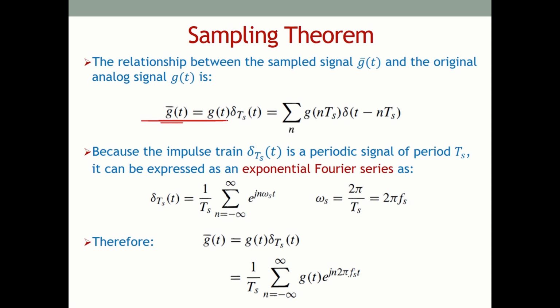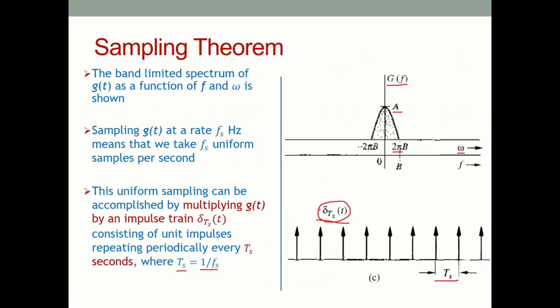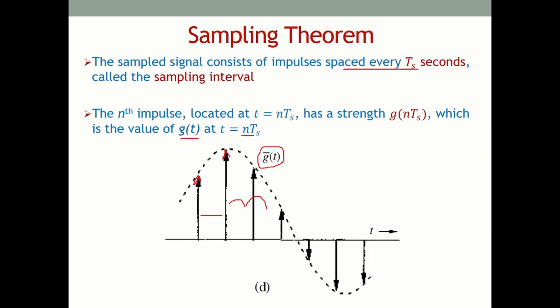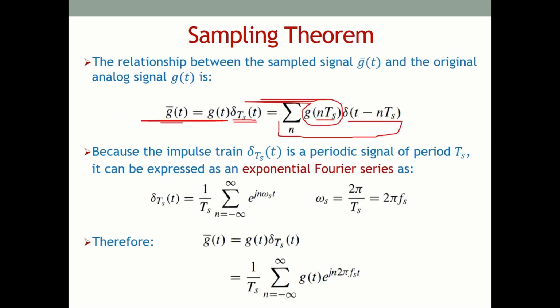We can see this is the original analog signal g(t). It is multiplied in the time domain with the series of impulses, which is a periodic signal. When it is multiplied, we get an output mathematically equal to this. All the values of g(t) at nTs, where we have an impulse, are multiplied with the impulses at different instants nTs. That means this is the amplitude of g(t) at this particular location in time. It could be 4Ts, 5Ts, or simply nTs, the location on the time axis. Because the impulse train is periodic, as we said, and has a period of Ts, it can be expressed as an exponential Fourier series.